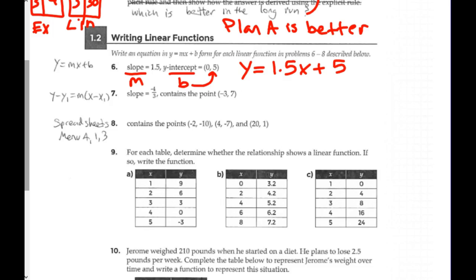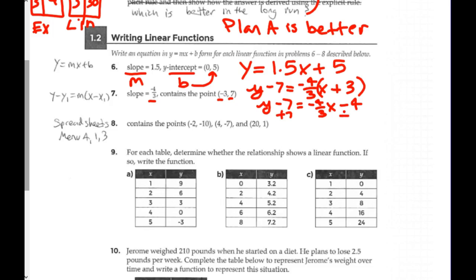Okay, number 7 is more difficult because you got to use that point slope formula. y minus y1, which is 7, equals m, negative 4/3, x, sorry, parentheses, x minus negative 3, so I'm going to put plus 3. All right. If I distribute that negative 4/3, I'm going to get negative 4/3 x, and then negative 4/3 times 3, negative 4, add 7, and I'm going to end up with y equals negative 4/3 x, negative 4 plus 7 is 3. Okay.